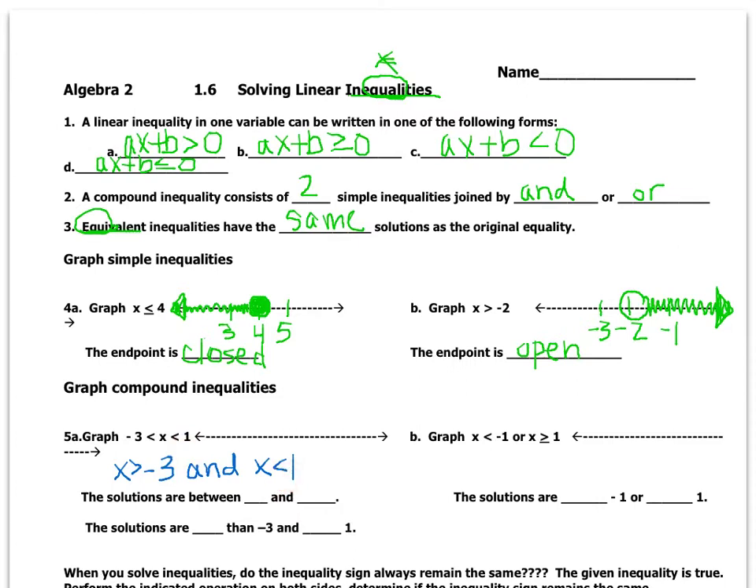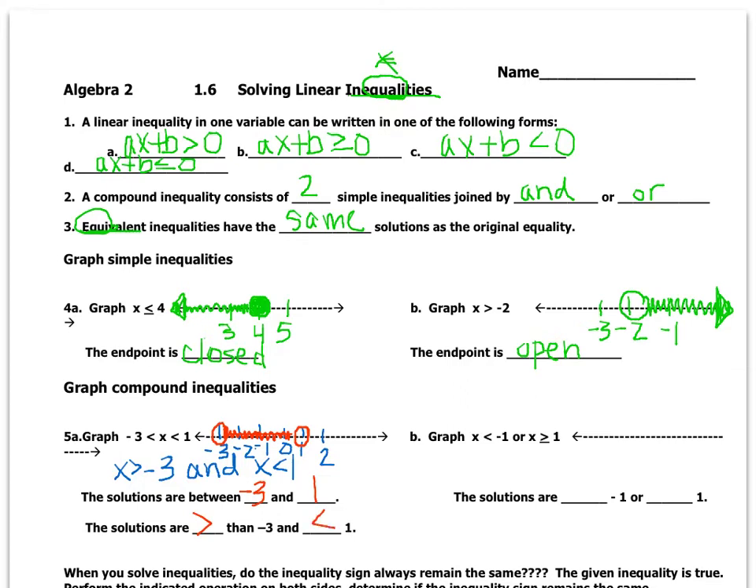So let's graph this. x has to be greater than -3. So start with -3, -2, but it's got to be less than 1. -1, 0, 1, 2. It's greater than -3, so I'm going to have an open circle since there's no equal to sign, and it's going to go this way. And it's less than 1, again just an open circle because there's no equal to sign. Then we shade the middle. So the solutions are between -3 and 1, greater than -3 and less than 1.